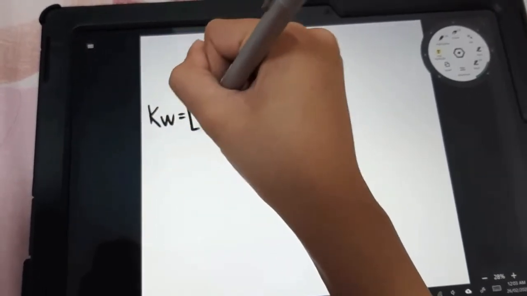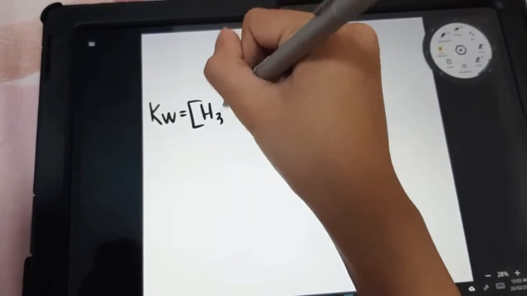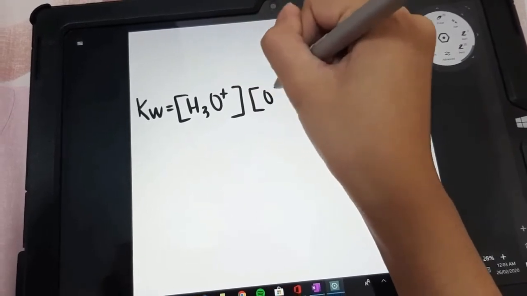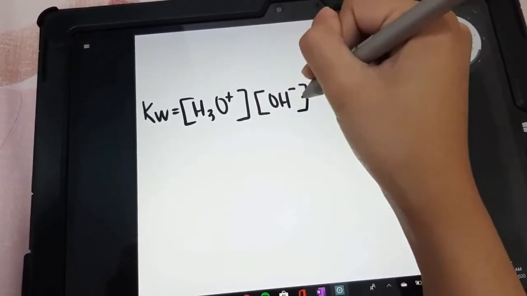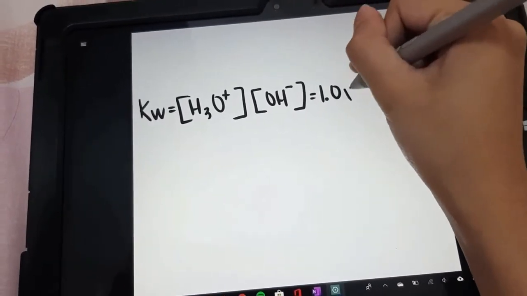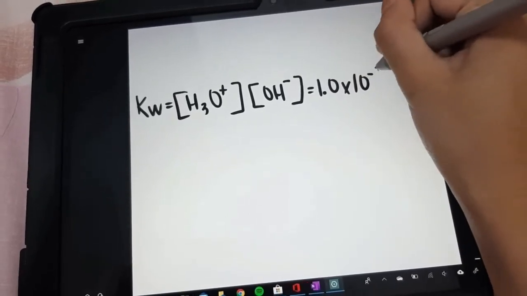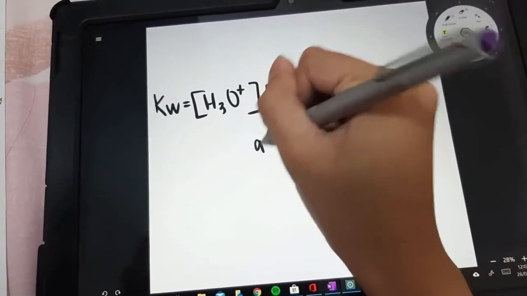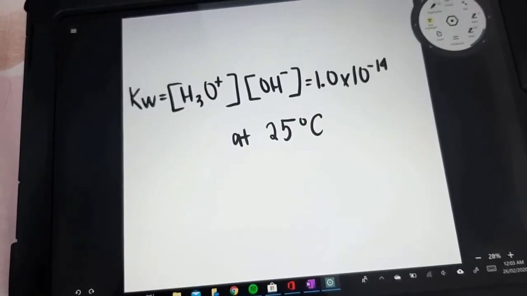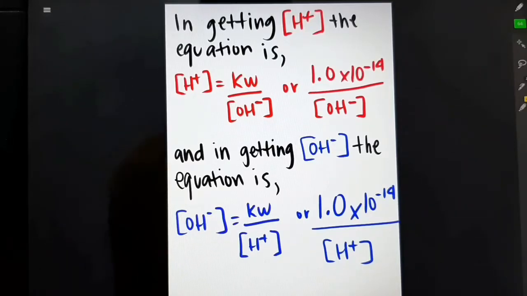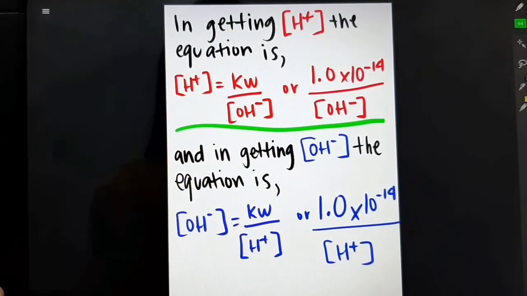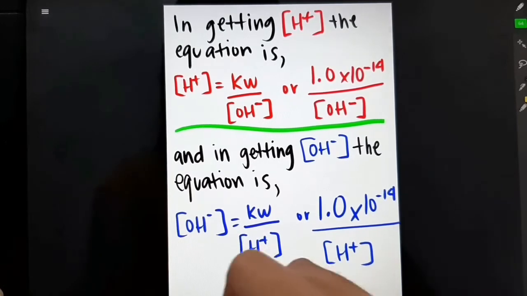In here, I am writing the constant value of Kw. As Kw always has a constant value of 1.0 times 10 raised to negative 14 at 25 degrees Celsius. In getting the hydrogen ion, the equation would be this. And in getting the hydroxide ion, the equation would be this.